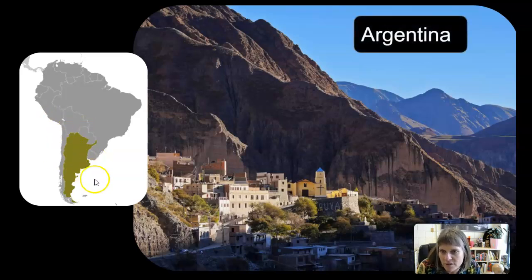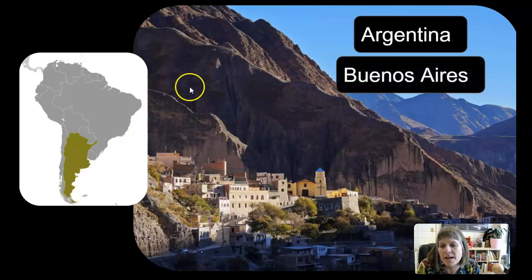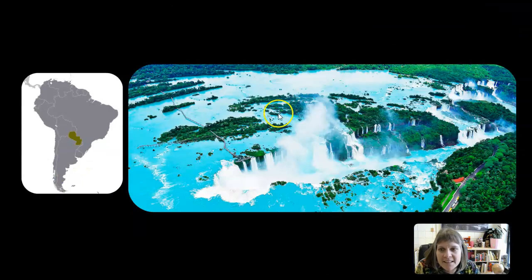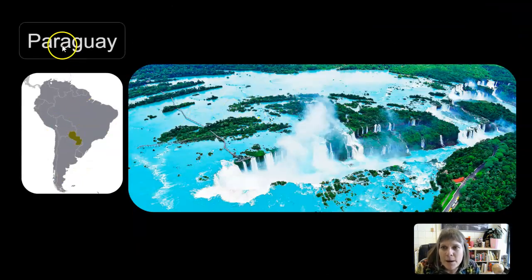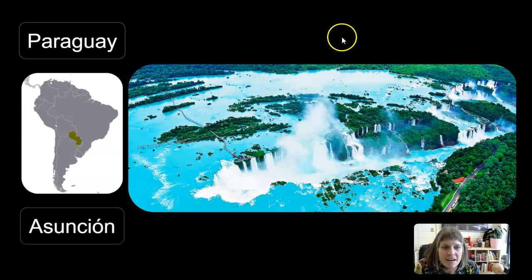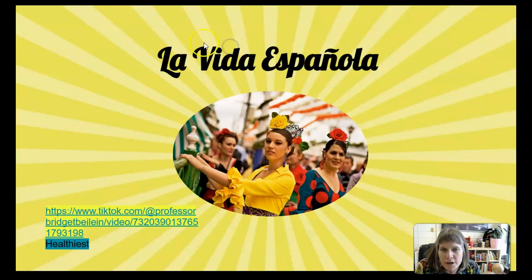It's like one of the largest ones down here at the bottom. ¿Y la capital? Buenos Aires. Muy bien. La última, Paraguay. You just heard me say this. Paraguay, it's next to Bolivia. ¿Y la capital de Paraguay? Asunción. Bueno, con el repaso. Okay, continuamos un poquito.